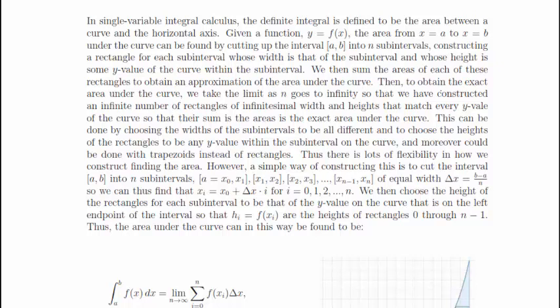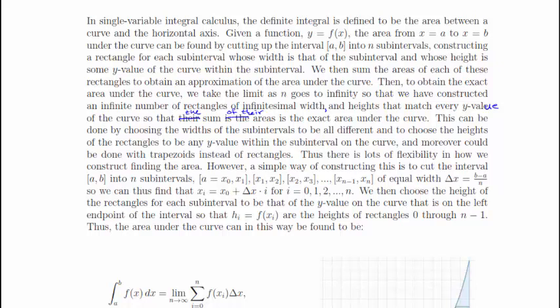Then to obtain the exact area under the curve, we take the limit as n goes to infinity. So we're just saying the number of rectangles we want is an infinite number, so that we've constructed an infinite number of rectangles of infinitesimal width, and heights that match every y value of the curve, so that their sum is the area. Sorry, I did not have a chance to go through this in detail before reading it.